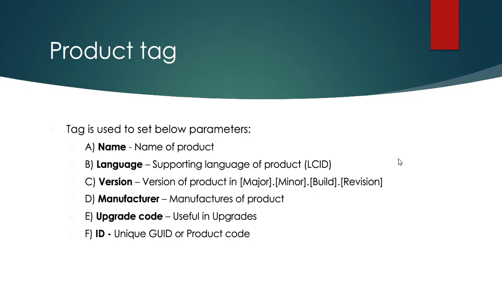The first one is the Name property. The name represents the name of the product that is being installed on a system. Second is Language. The Language property will be helpful in order to determine which language the product will be using. All the error messages and the progress information will be displayed in the specified language that is mentioned here. Here we use certain numbers called LCID, which is a locale ID. These are decimal numbers. Each number will represent one language.